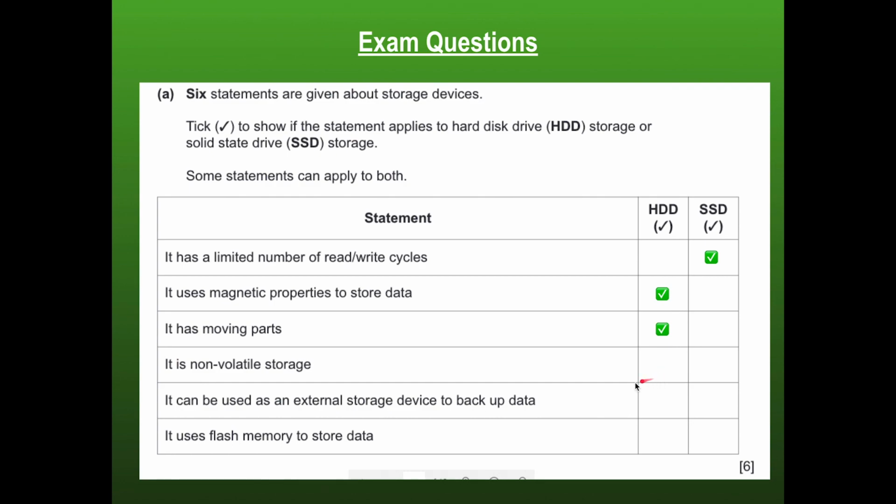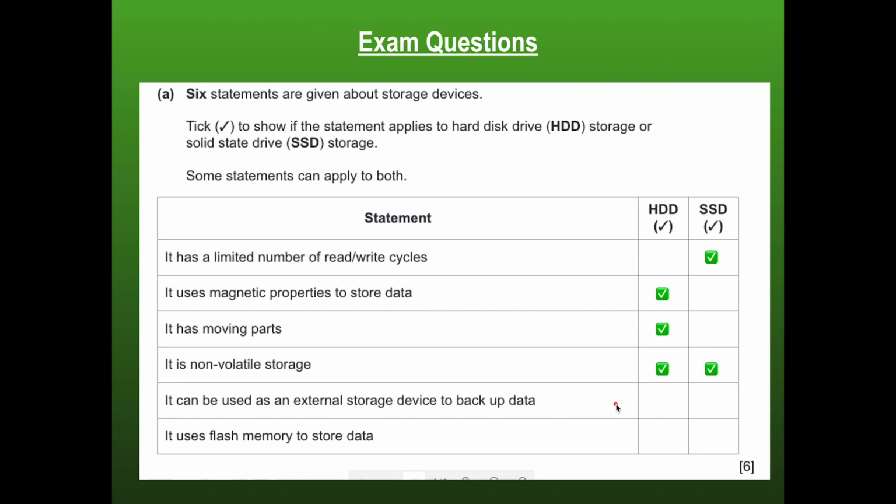So it is a non-volatile storage. Well, what's non-volatile? We've covered this before when we looked at RAM and ROM. A non-volatile storage is one that will not be lost when the computer is turned off. Volatile is like RAM, it will be lost. So any secondary storage is in fact a non-volatile storage. So this would apply to both the HDD and the SSD.